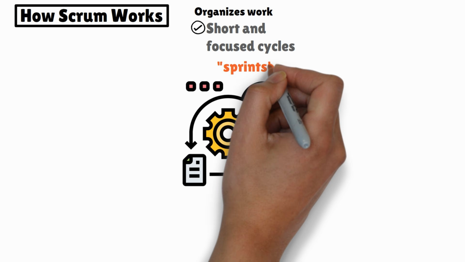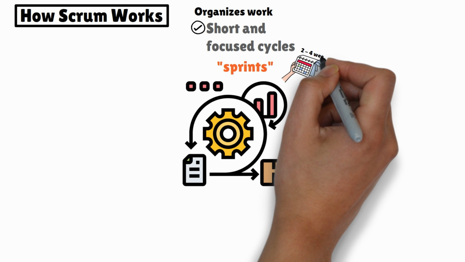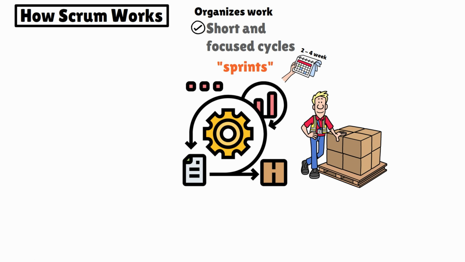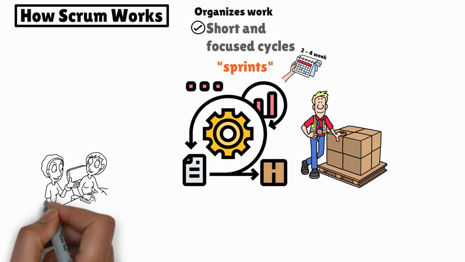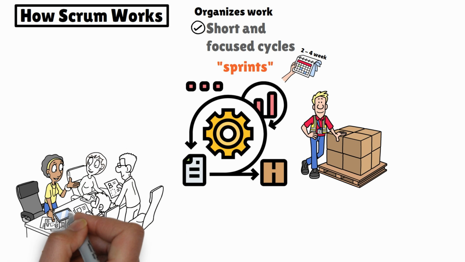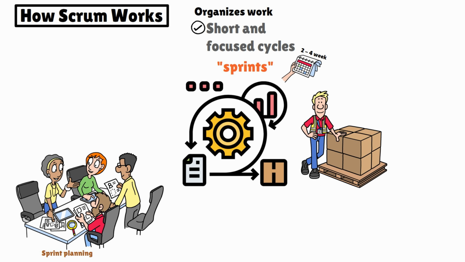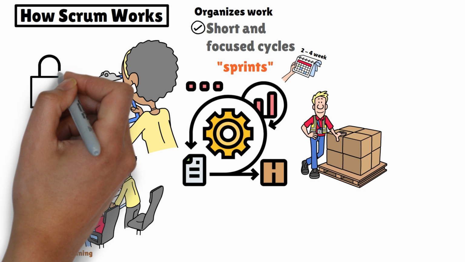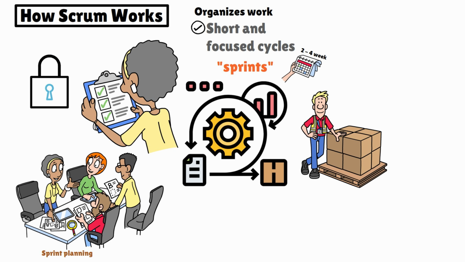Each sprint typically lasts 2 to 4 weeks and has a clear goal to deliver a potentially shippable product increment. It all begins with sprint planning. The team gathers to decide what they can realistically accomplish during the sprint, pulling tasks from the backlog into the sprint backlog. This backlog acts as the to-do list for the sprint, and once the sprint starts, it's locked. No new tasks can be added.